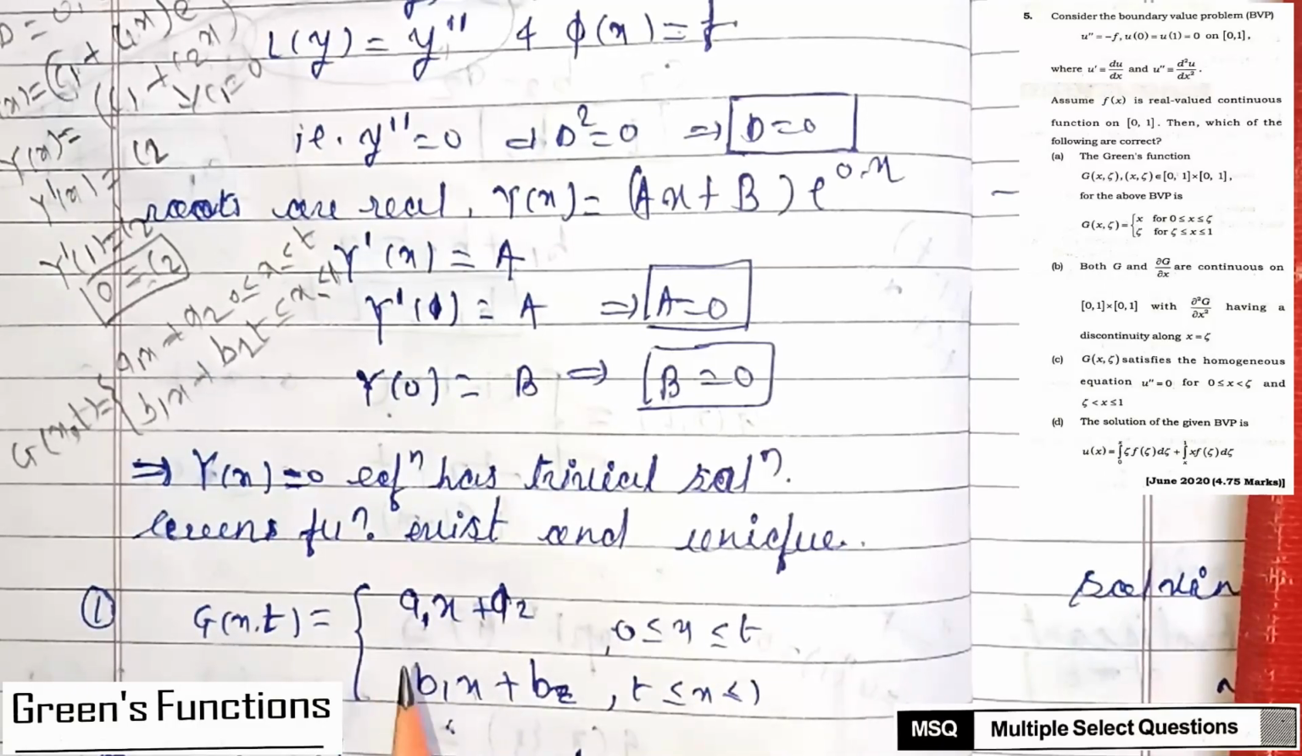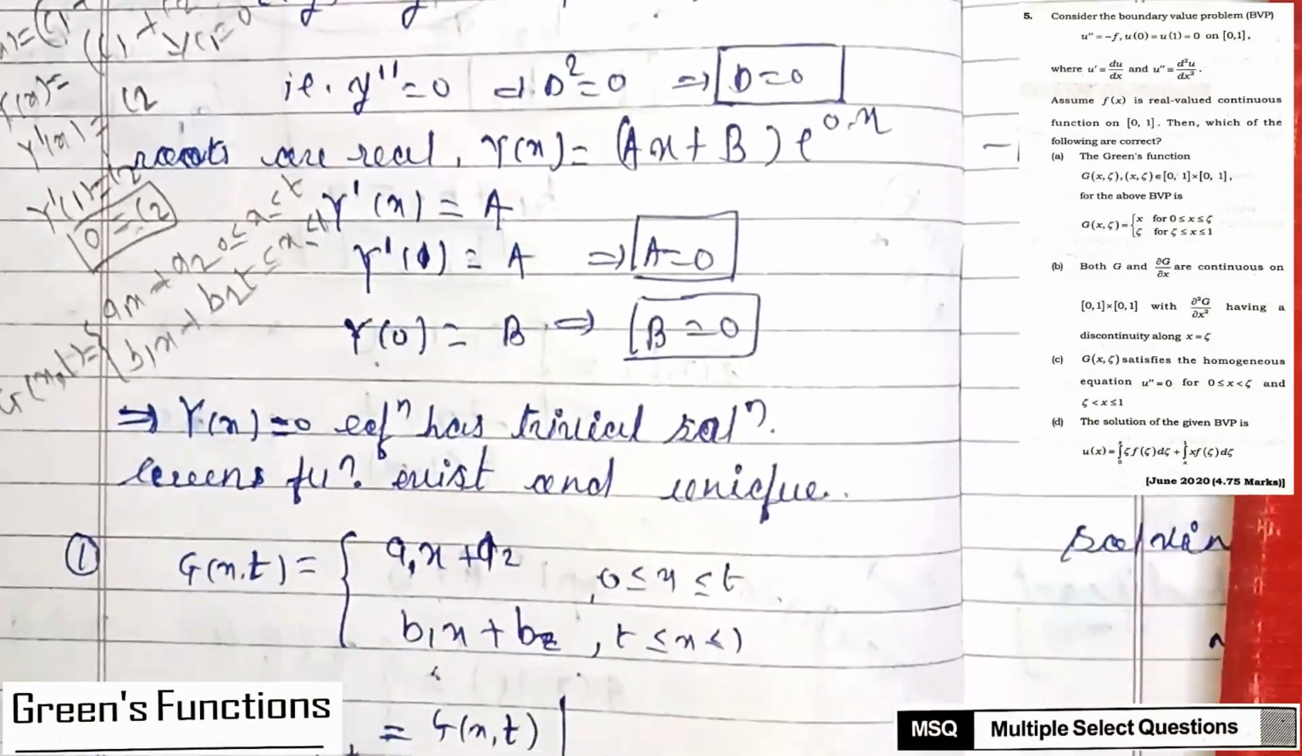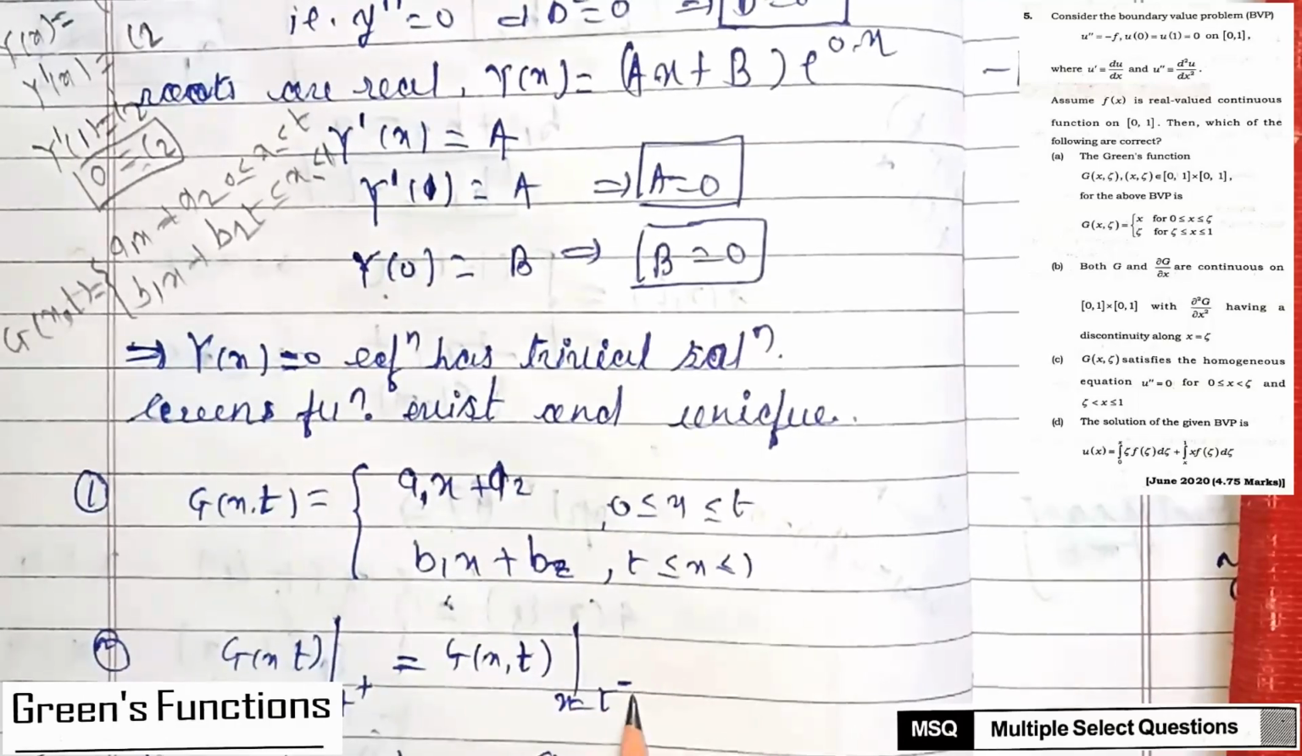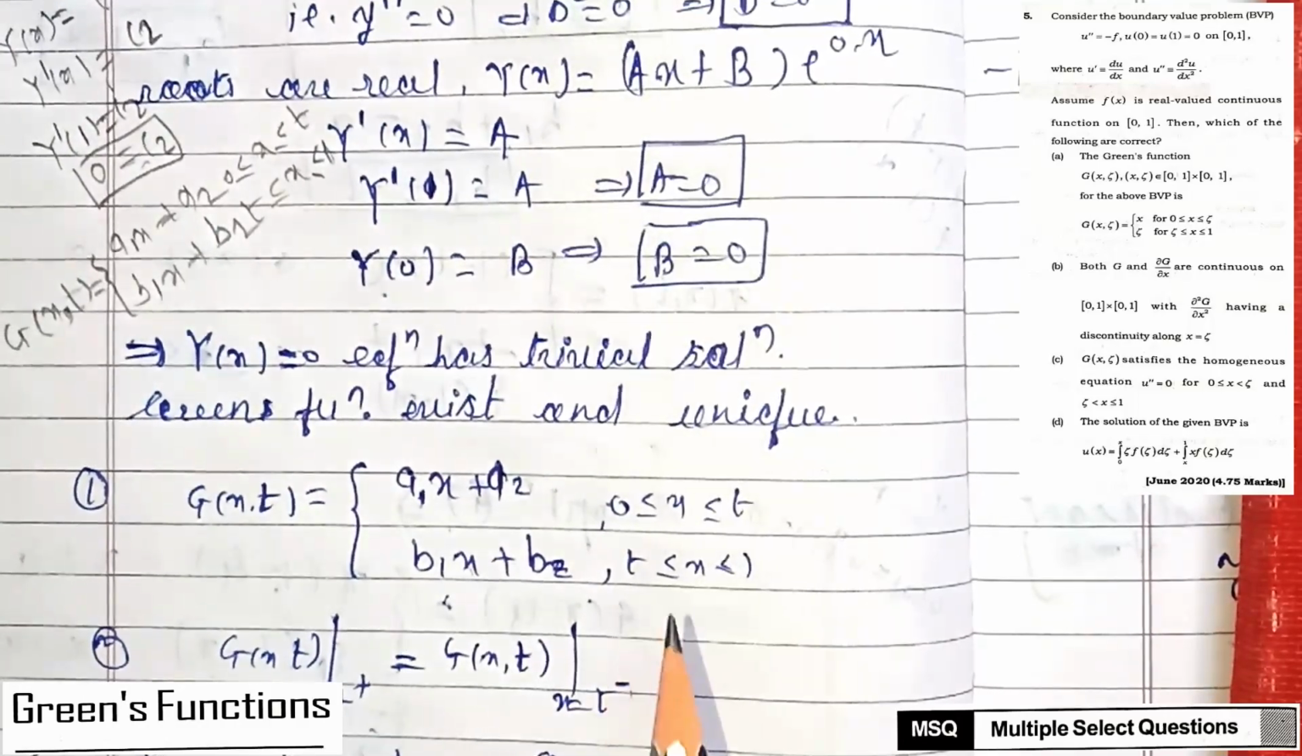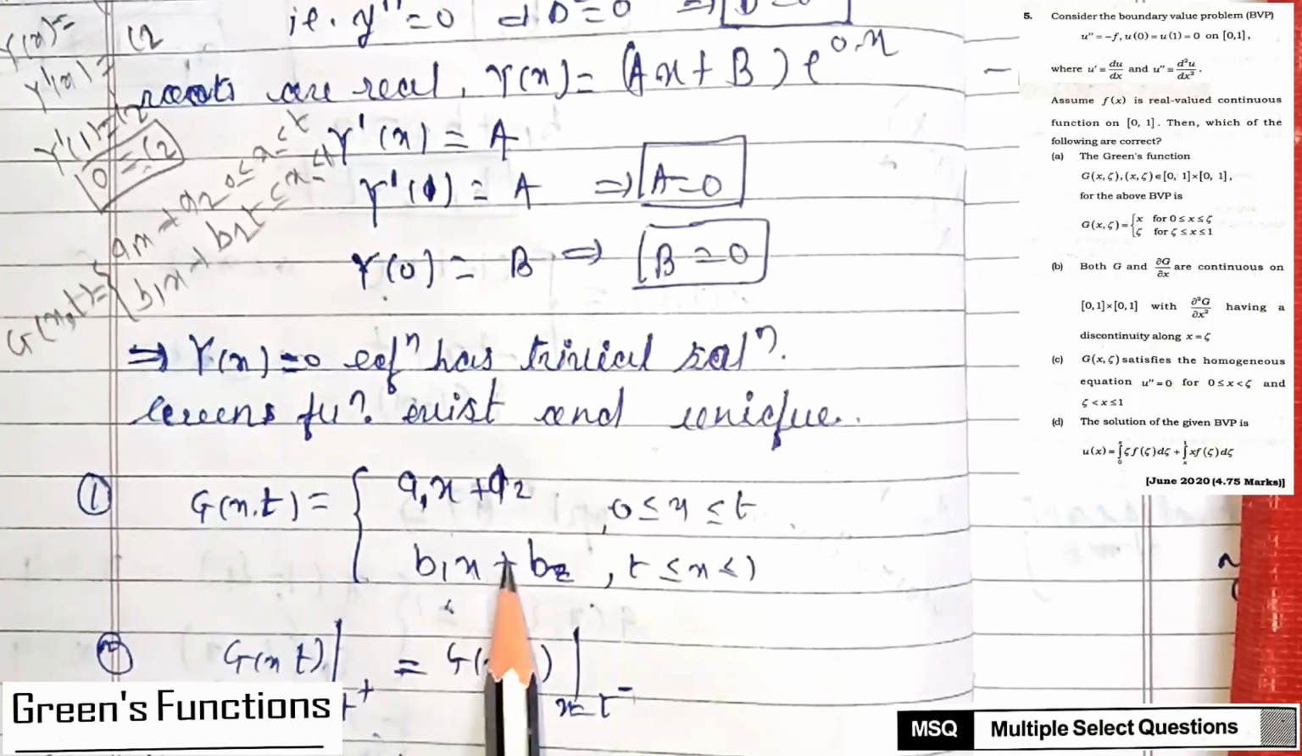Keep our g(x,t) as it is. Put g(x,t) where x = t+, and g(x,t) where x = t-. Okay, so put the value t+ over here, t- or t.